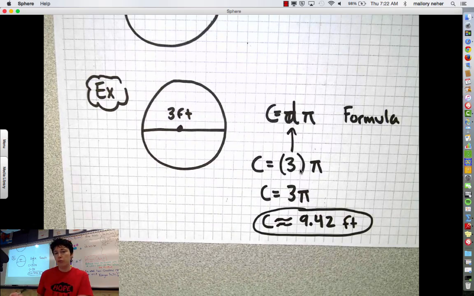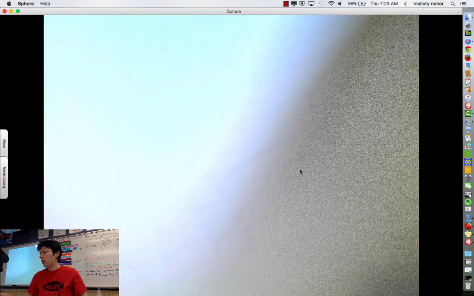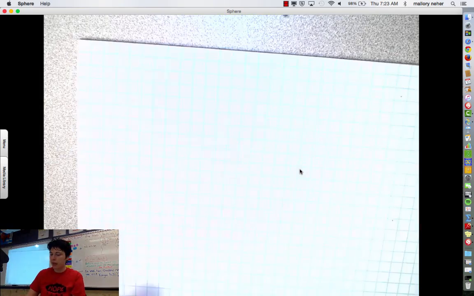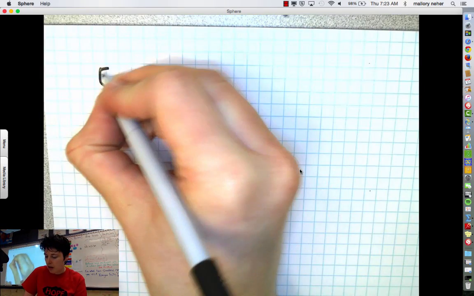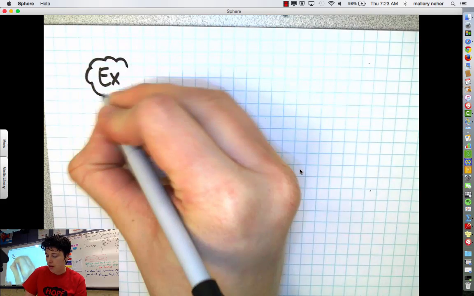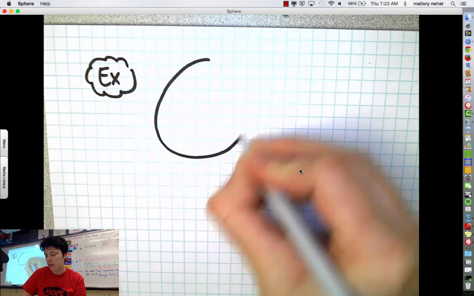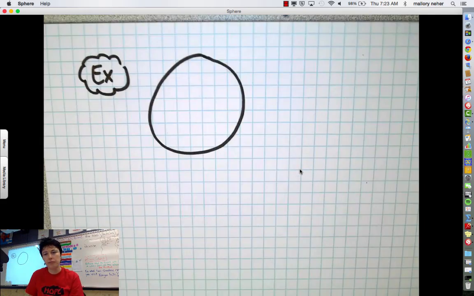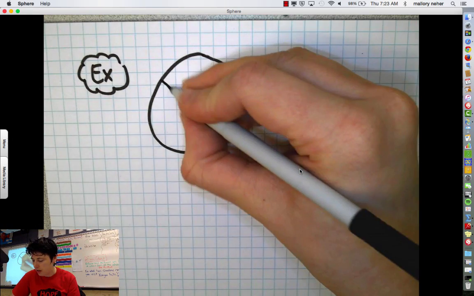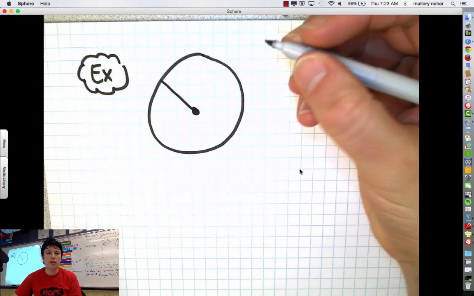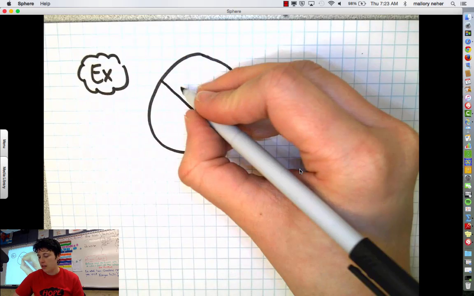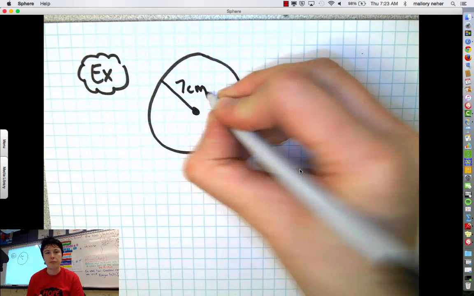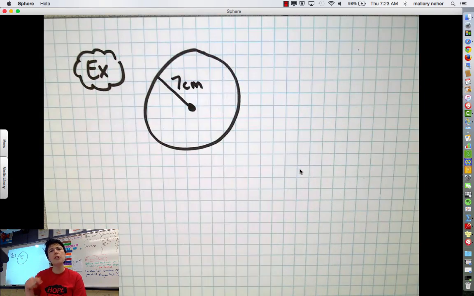So I'm going to give you another example here, just to continue working on this. My next example, I'm going to give you a circle where you have the radius. So let's say this is my circle, and I tell you that the radius to the center measures a distance of 7 centimeters. And I want to know the circumference. What's the circumference? That's the question.